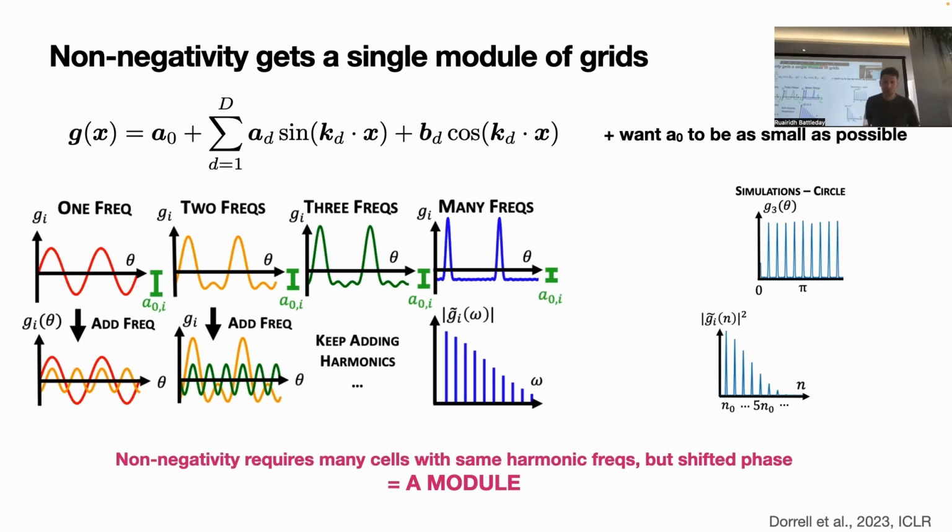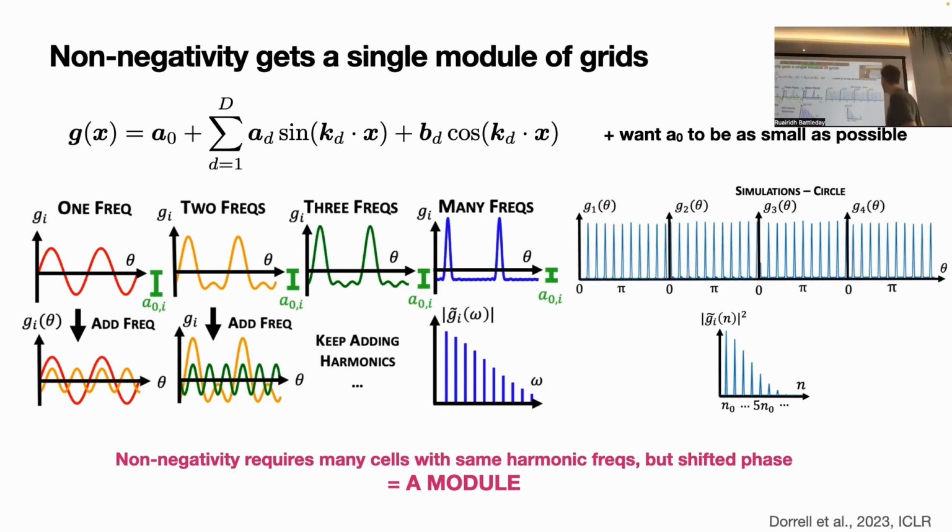That is a single module of grid cells, a single module of the cell, I should say. Indeed, when we simulate lots of cells, they all look exactly the same, and they all have that same characteristic frequency drop-off. They just have different phases.